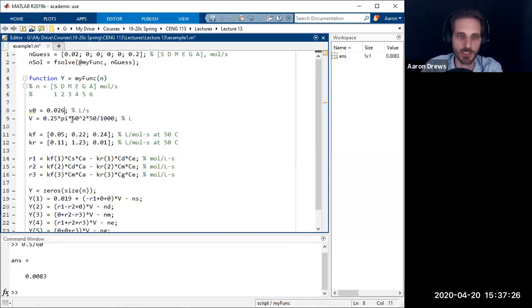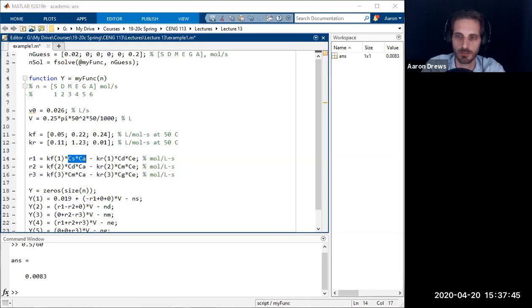And then here's our volume for our 50 centimeter tank. That's 50 centimeters tall. A centimeter times centimeter times centimeter is a milliliter, and there's 1,000 milliliters in every liter, so we divide that by 1,000. The only things that remain here are how do we get our concentrations?